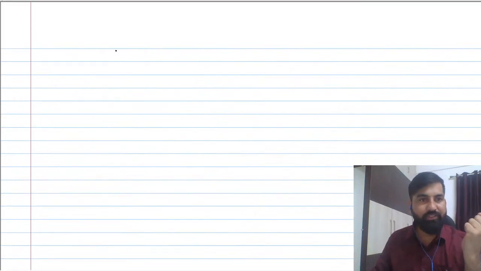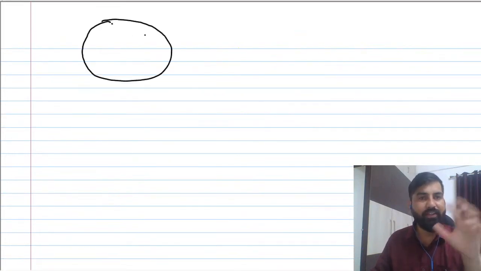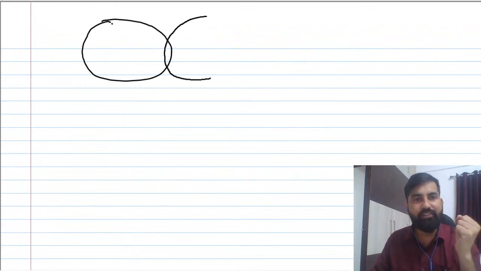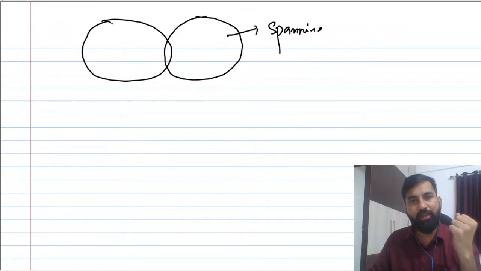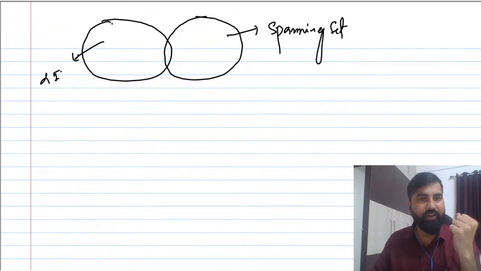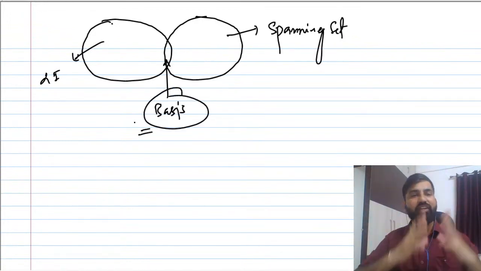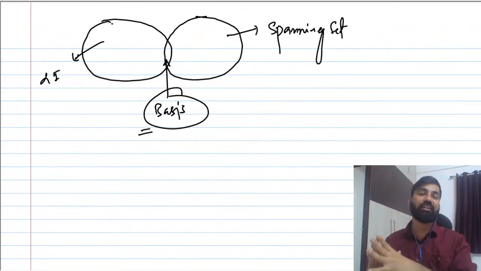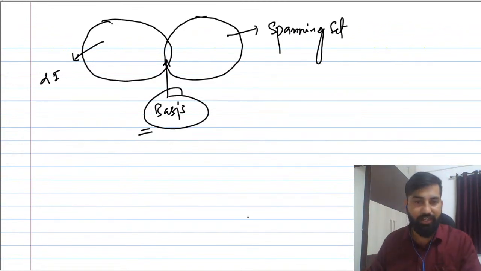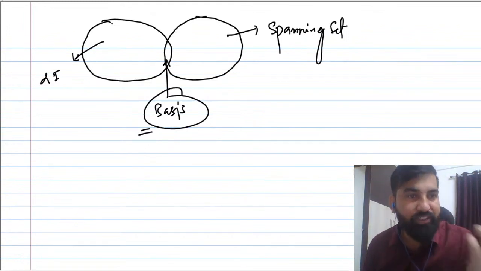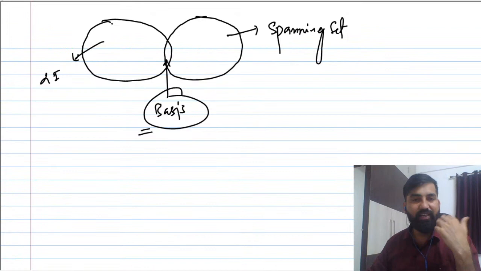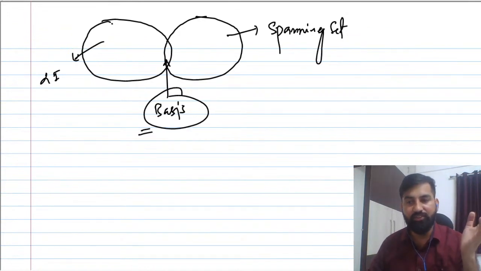So basis will be basically, suppose this is a linearly independent set of vectors, and this is the spanning set. This intersection point is going to be called a basis. So basis is the set of vectors which are linearly independent, and they also span the space. What is spanning sets? What is generating sets? These things we are going to discuss.